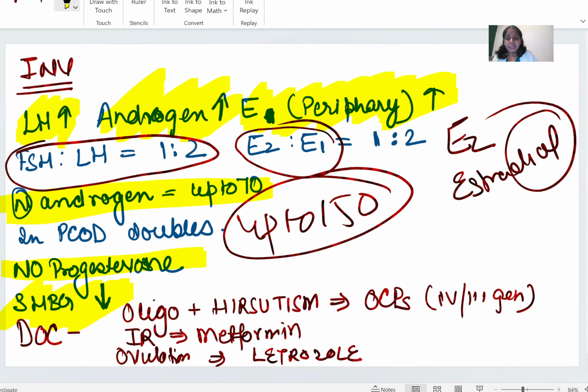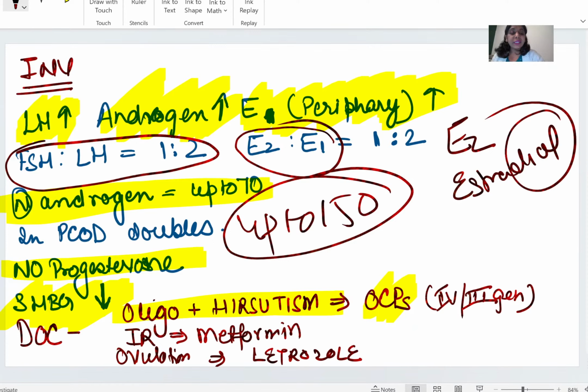sex hormone binding globulin decreases. Okay, so now you tell me, if a young female is coming to you with PCOD, with oligomenorrhea and hirsutism, what is the drug of choice? OCPs. Because OCPs correct the hormonal profile, and they also correct the hirsutism. Which OCPs will you give? You will give fourth generation or third generation. Why? Because in the third generation, the hirsutism is very minimal, whereas the fourth generation are spironolactone derivatives.